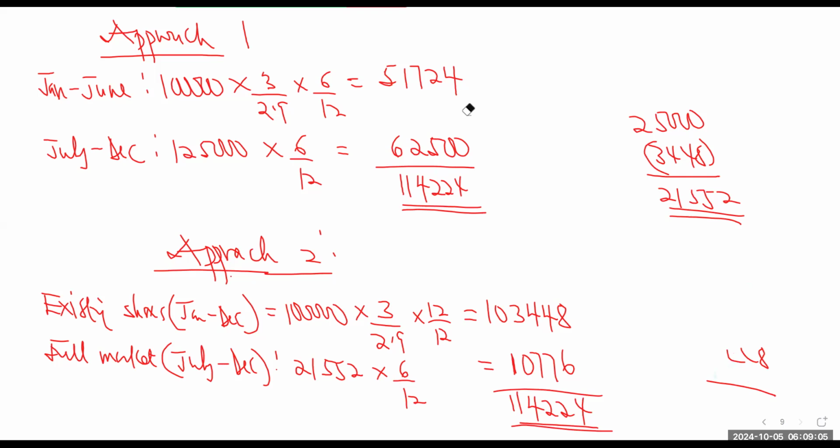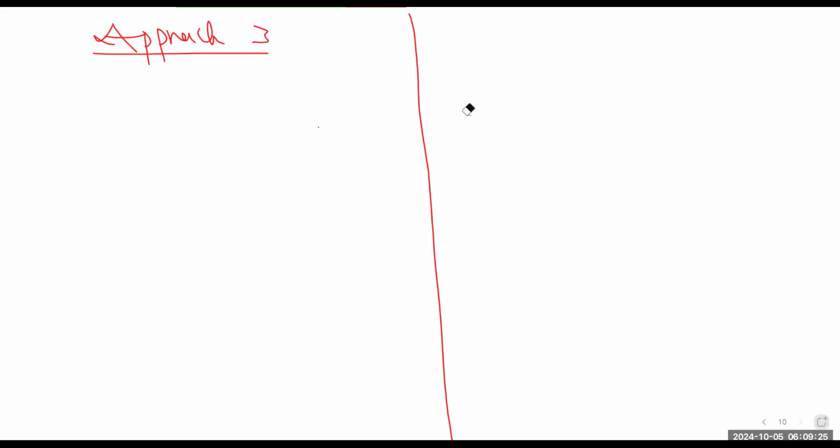So you select any of them, but we are all comfortable with the first one. But the first one is somehow complicated. Okay, but any of them that you are comfortable with, you pick that particular one. Okay, let's come to the third one. The third one is this one.